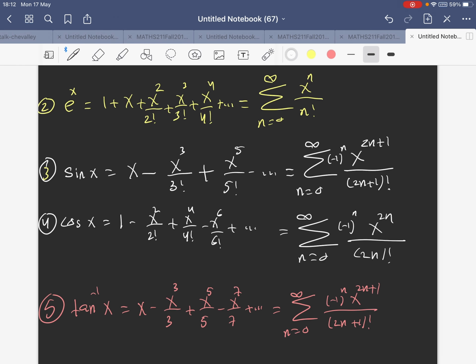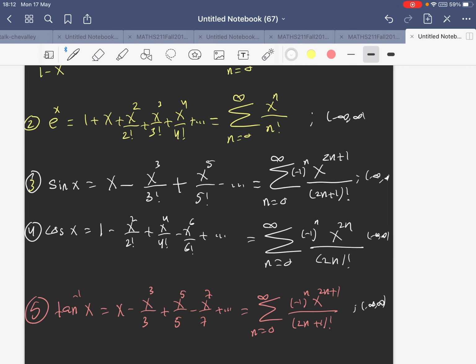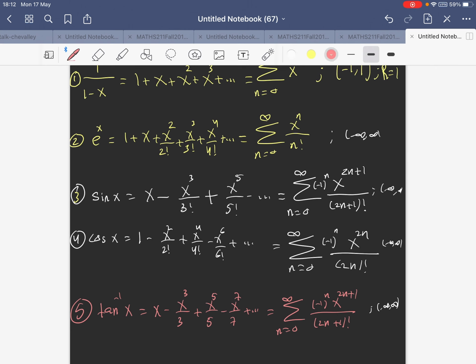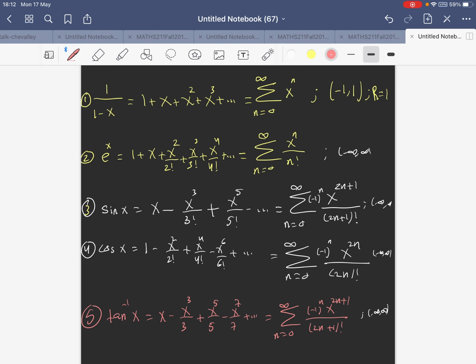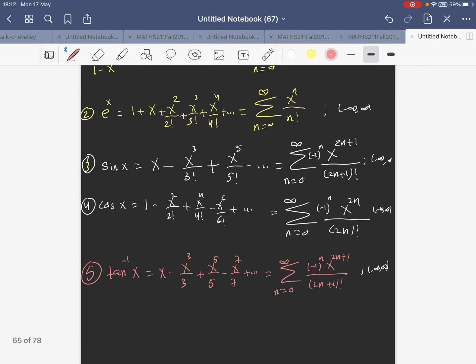Now for the radius of convergence, all of these are from negative infinity to infinity. So they converge everywhere. We don't need to care too much about them. Except, I think, number 6, which is the ln. And the ln will be just integration of this one, but with alternating. So it would be x squared over 2, and so on.